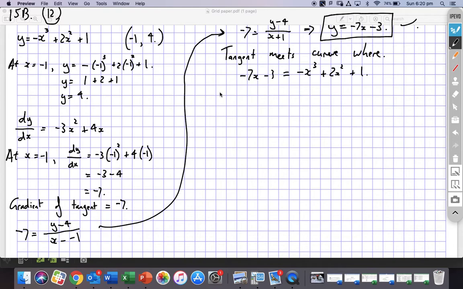So we could say x cubed, right? I'm going to add that to both sides. Let's bring that over here. So we'll do minus 2x squared. Therefore, we've got a minus 7x, we've got a minus 3, but then we minus 1, so minus 4 equals 0.